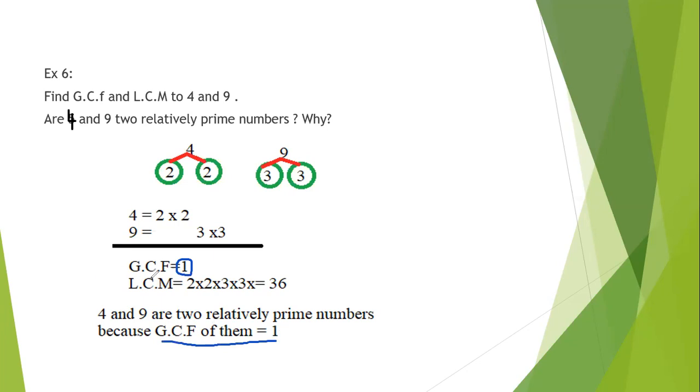Now, how can I get the LCM? Take all the prime factors: 2, 2, 3, and 3. 2 times 2 is 4. 4 times 3 equals 12. 12 times 3 equals 36. So the relatively prime numbers are numbers that have only the GCF equal to 1, no other common factors.